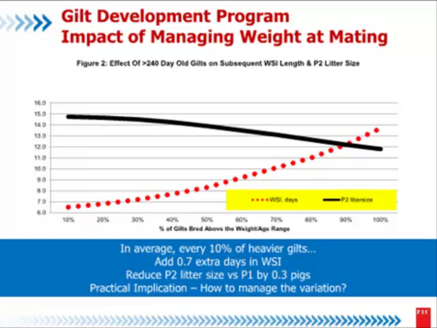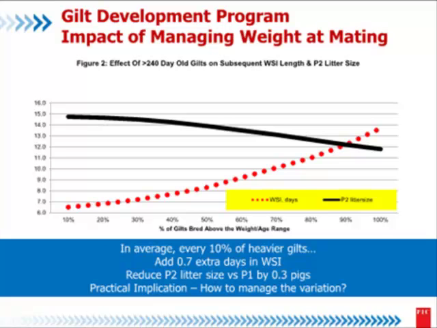And ultimately, as they go back to farrow their second parity, we see an overall decline in their second parity litter size, as well as an increase in the wean to service interval of those animals that have a harder time reaching that first parity at the right weight and body condition.